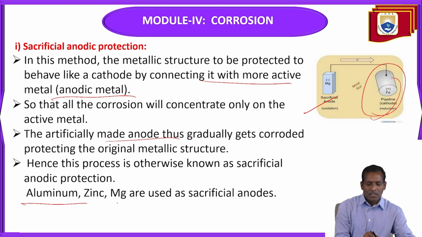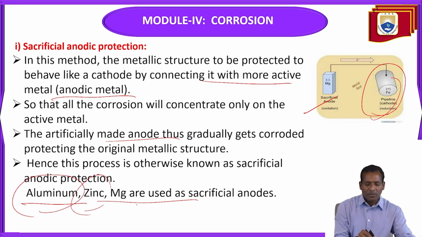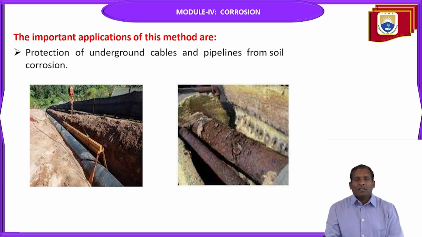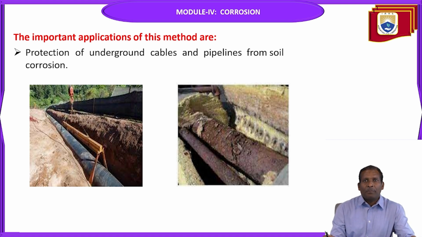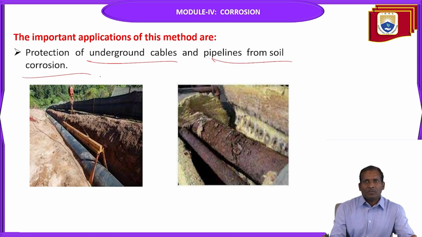Aluminum, zinc, and magnesium are used as sacrificial anodes. See, in this diagram, the examples given. The important applications of this method are: one is protection of underground cables and pipelines from soil corrosion. Another one is the protection of underground cables and underground pipelines.